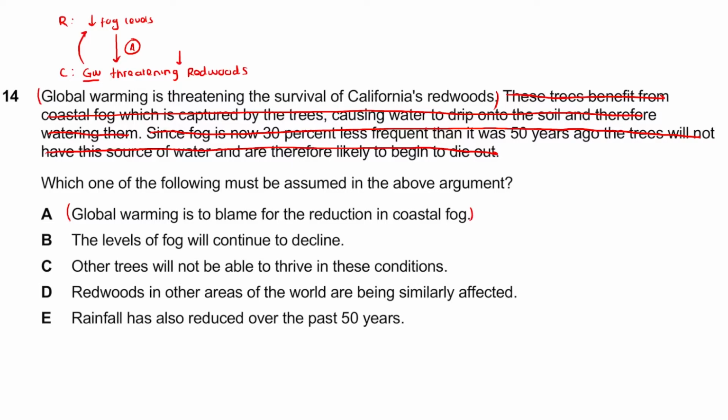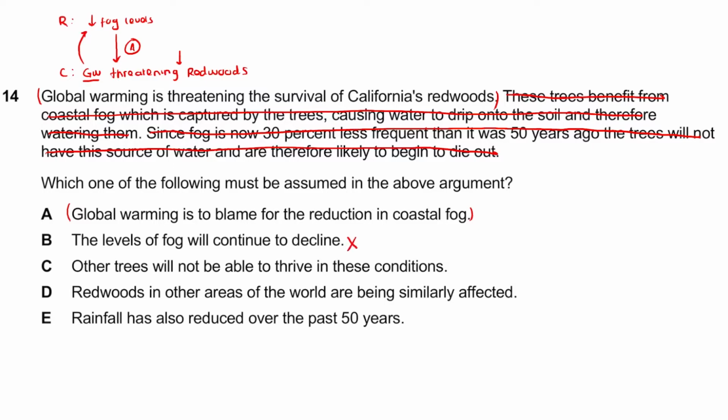B, the level of fog would continue to decline. Hopefully, guys, you can appreciate it doesn't really link the two. If you put it into a statement, global warming is threatening the redwoods, assuming the levels of fog will continue, that doesn't really make sense, does it? And nor does it link the two together. That's the main thing. That's why it can't be B.